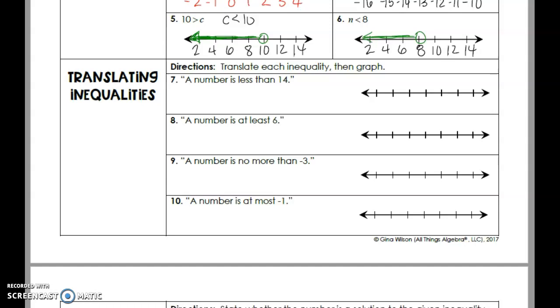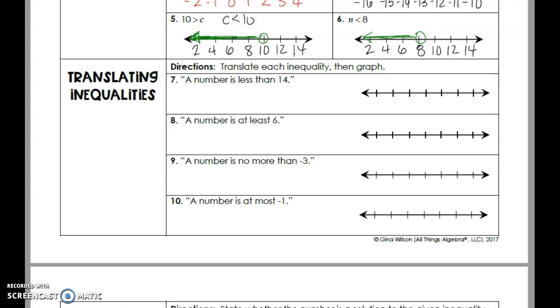On number 5, we rewrote our inequality so that the variable is on the left side. So C is less than 10. This time we would have an open circle on 10 and shade to the left because C is any number less than 10. On number 6, N is less than 8. So again, we have an open circle on 8. We shade to the left, and this means that N can be any number less than 8. And as you can see, we have the solutions to that inequality graphed on our number line.